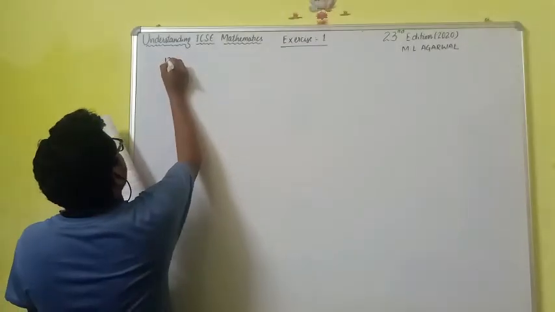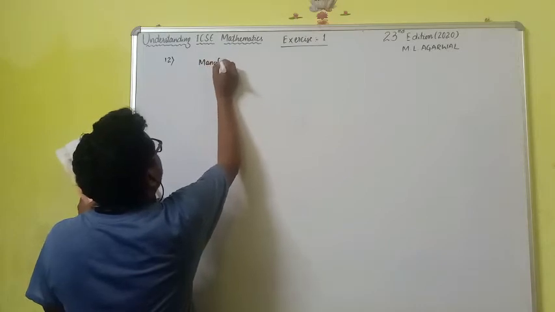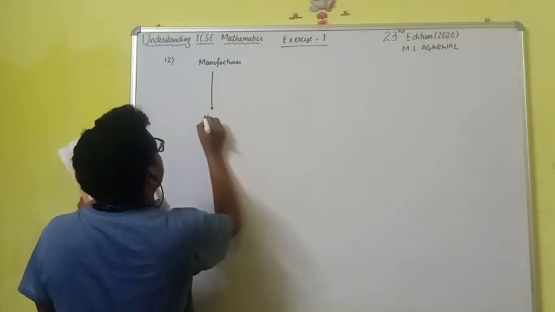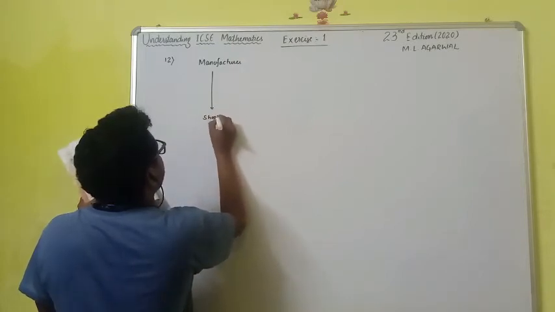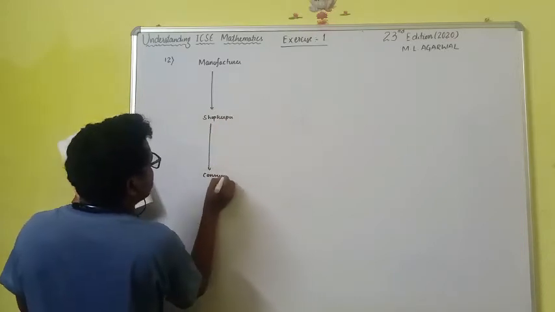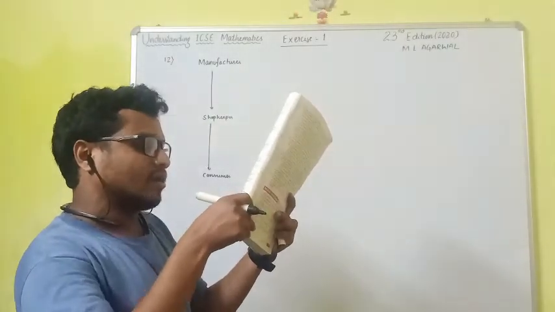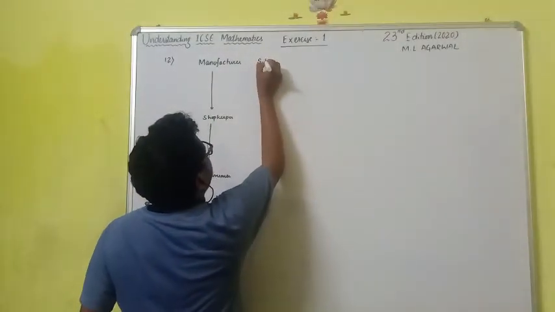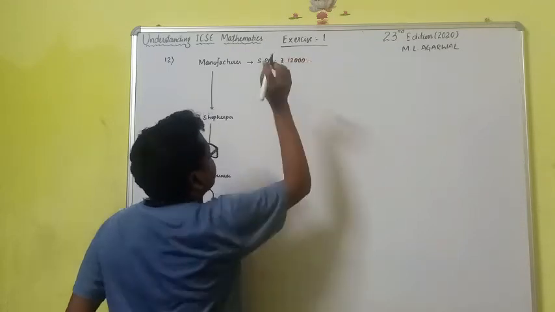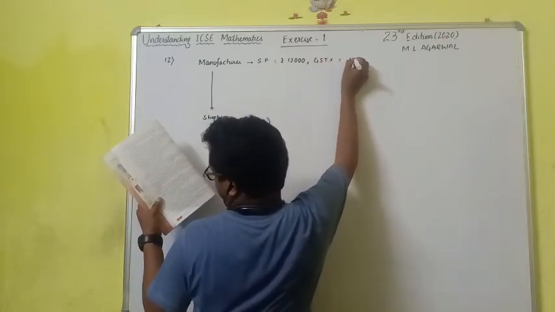In question number 12, see here, the manufacturer is at the first level of consumption of the good, then comes your shopkeeper, then last is your consumer. The shopkeeper buys an article from a manufacturer for rupees 12,000, meaning the selling price of the manufacturer is rupees 12,000. Then the GST percentage is equal to 12%.